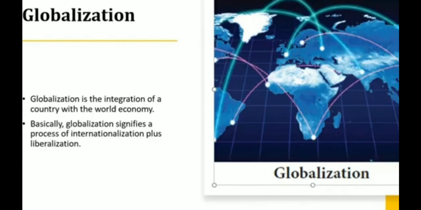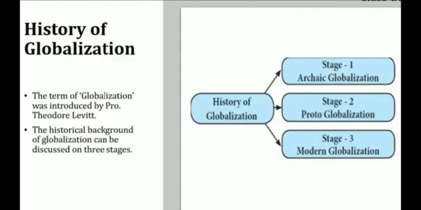Okay, next, history of globalization. Here there are three types of globalization, that is first stage, second stage and third stage. Be clear? So what are the types of globalization? Archaic globalization, proto-globalization and modern globalization.